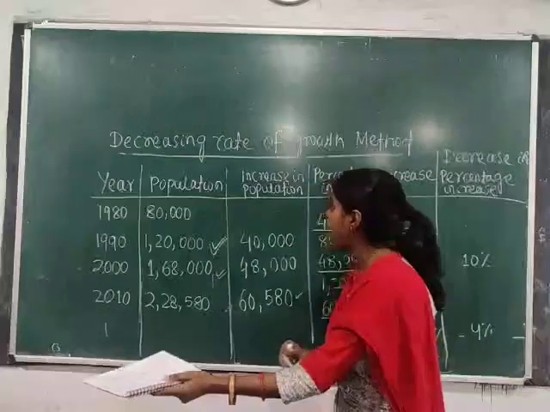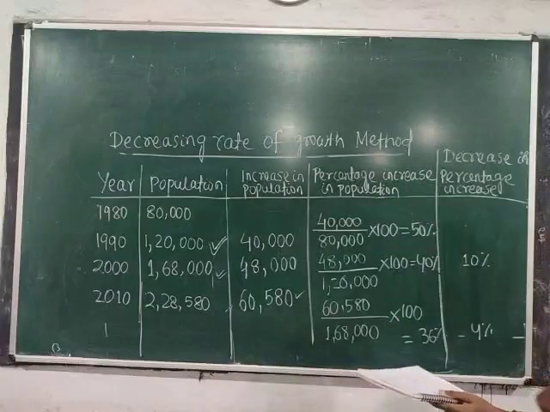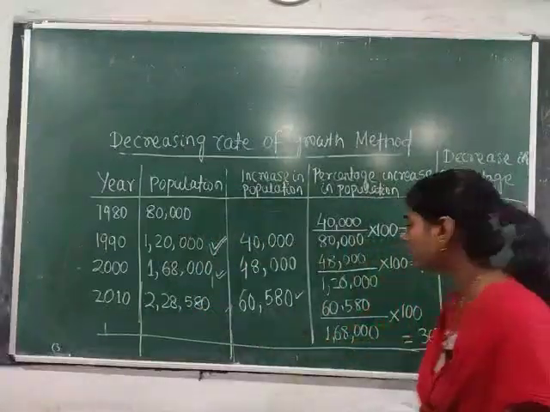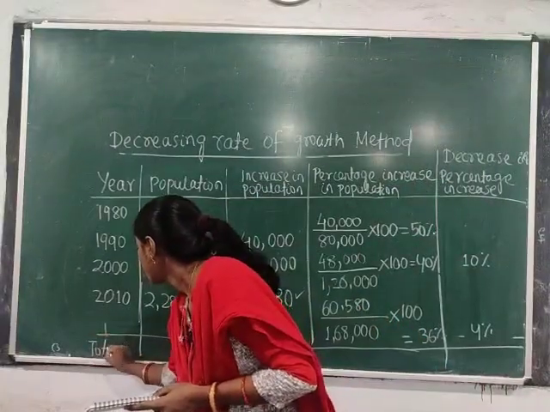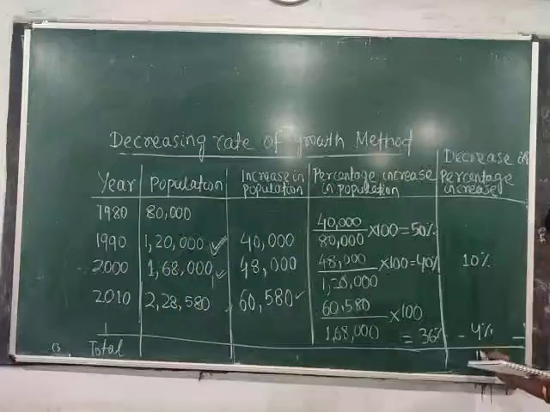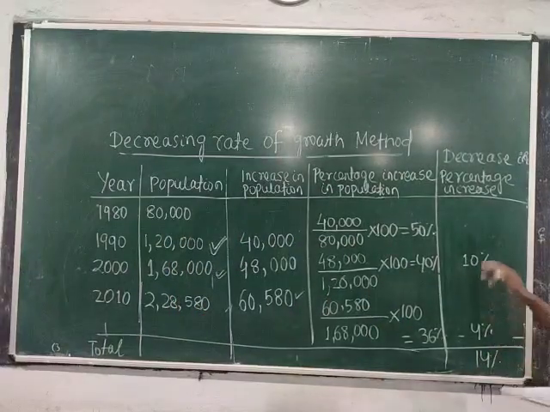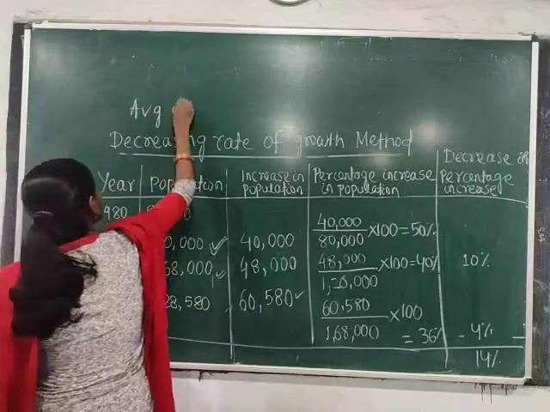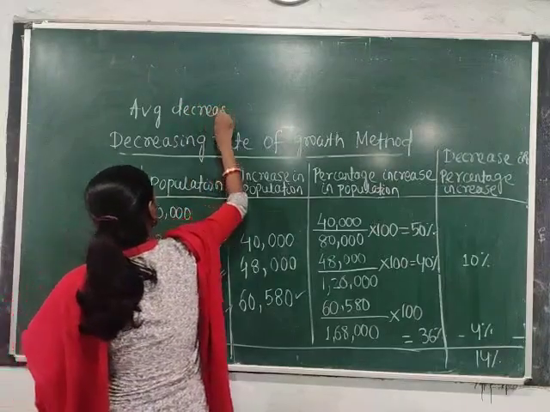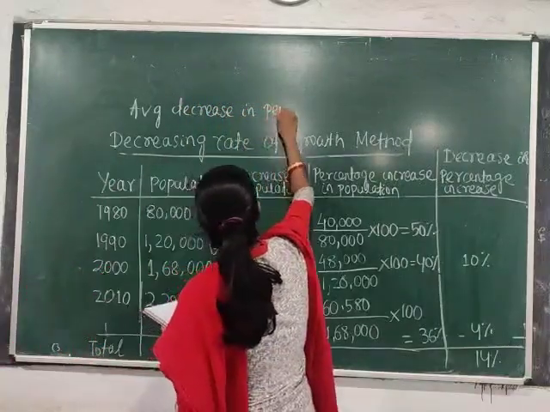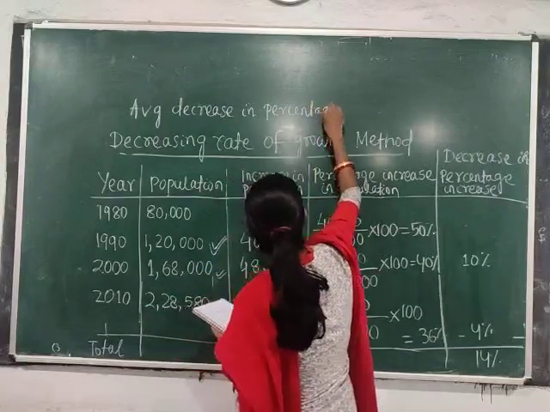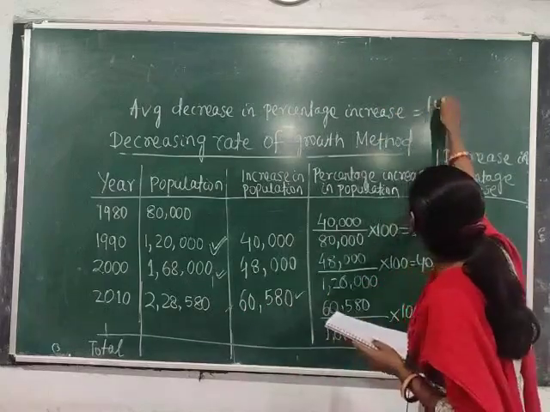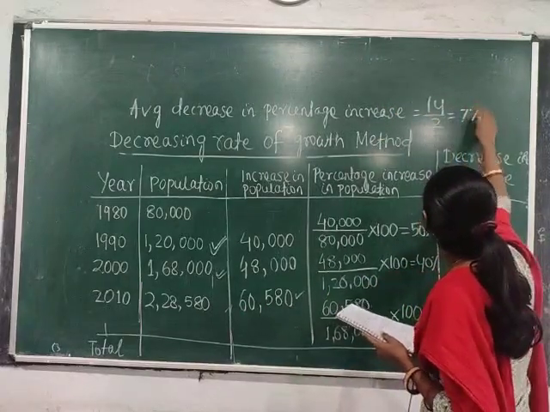So, what will be the average decrease in percentage increase? The total value is 14%, and the average decrease in percentage increase is equal to 14 by 2, that is 7%.